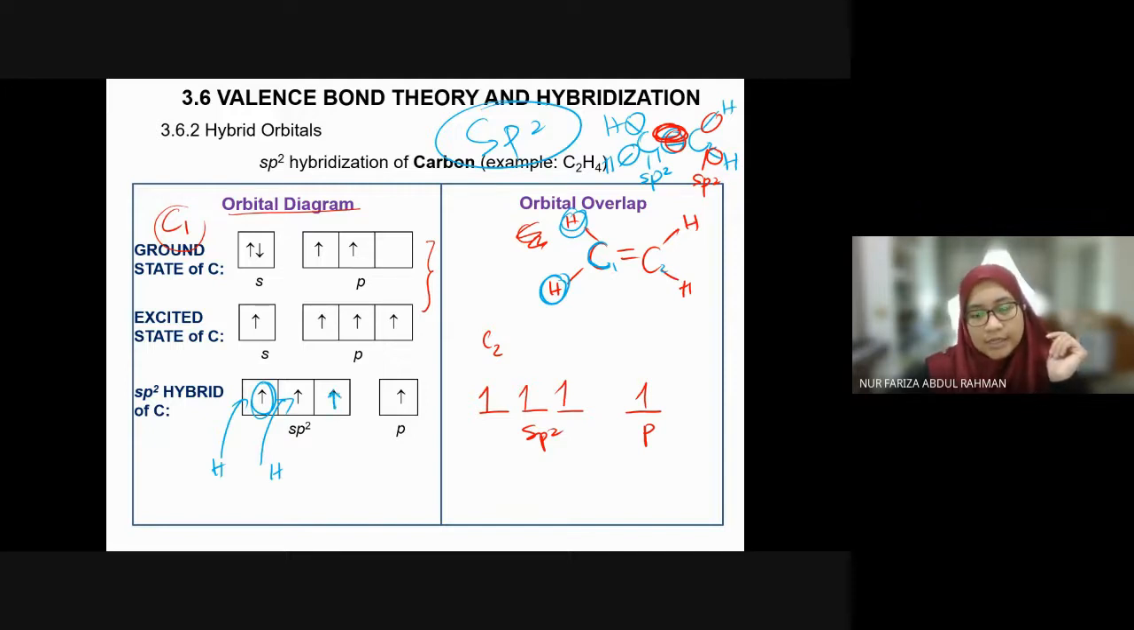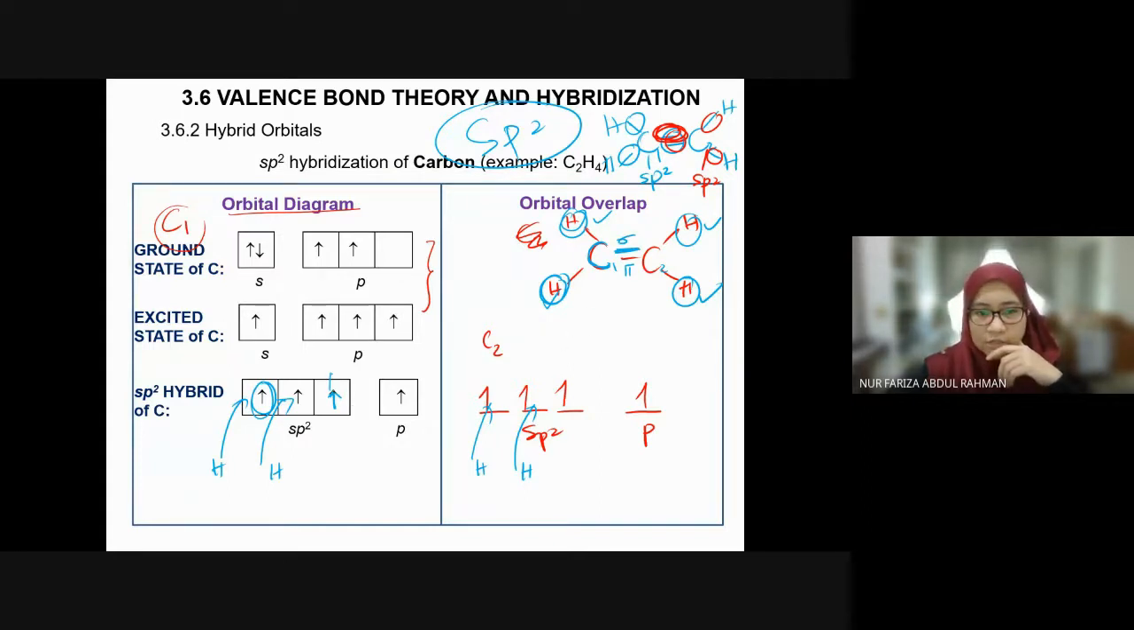Okay, kita settle-kan for C2 juga. C2 pun sama. Hydrogen will be coming in, so we have 2 hydrogen. Settle. Right? So next, how about this bond here? So this is sigma, and the second bond is pi bond.